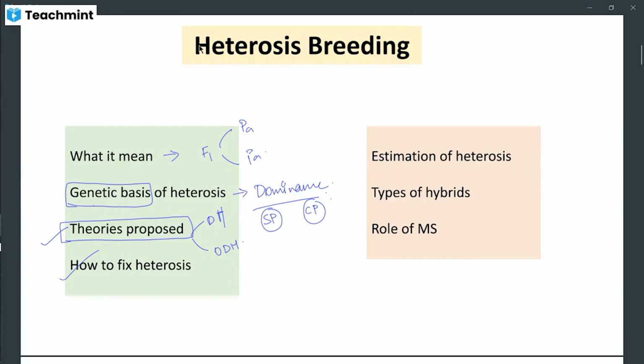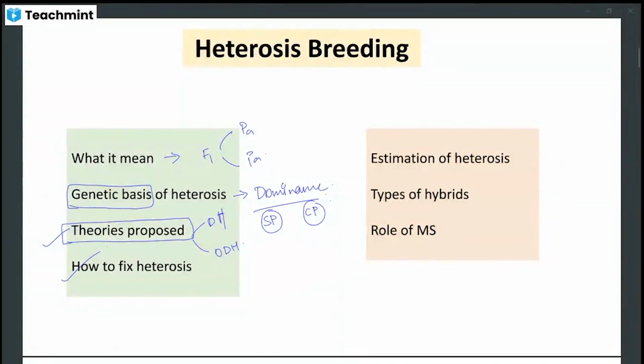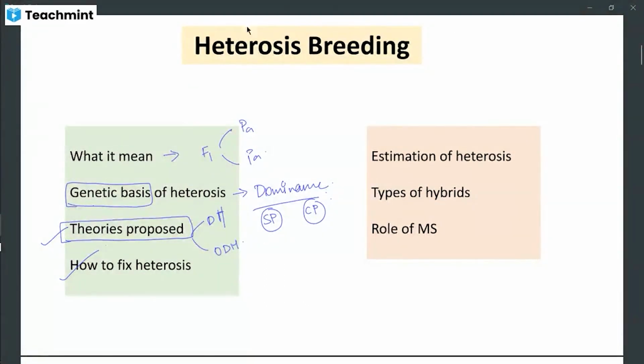The ultimate product of heterosis breeding is the hybrid. So we have different types of hybrids, and we will see the different types of hybrids and the role of MS. What is the full form of MS? Male sterility. So what is the role of male sterility in heterosis breeding or hybrid production? We will be seeing all these concepts in today's class.